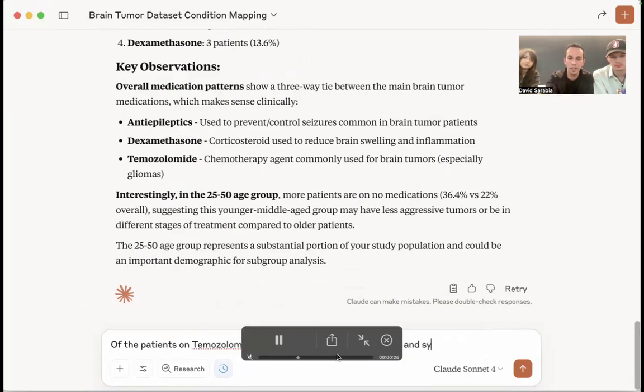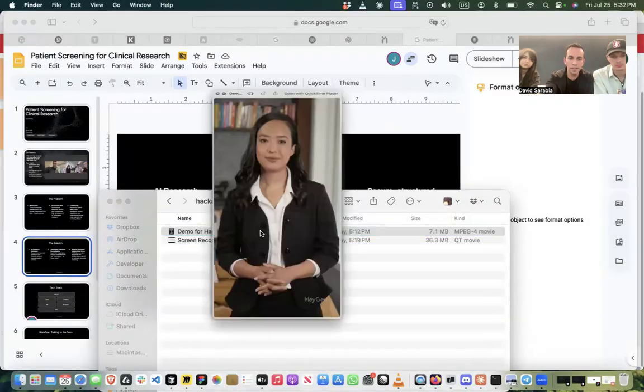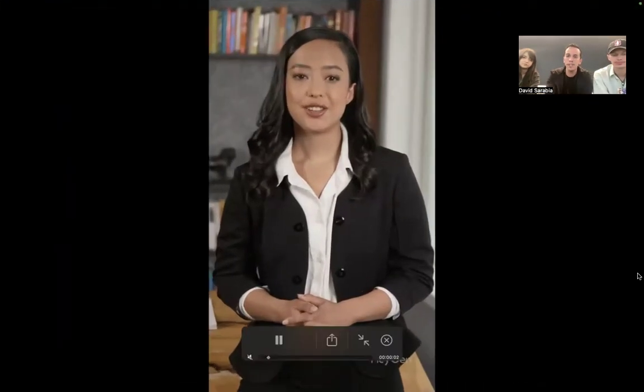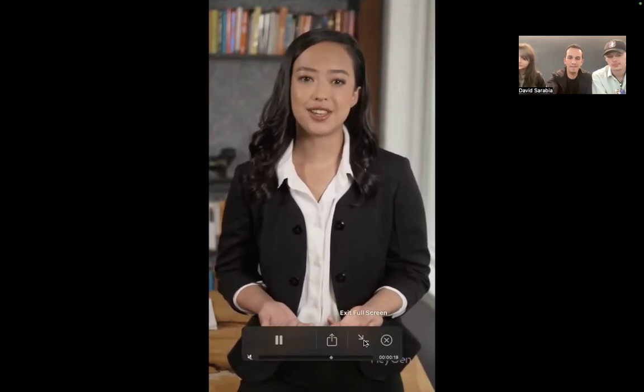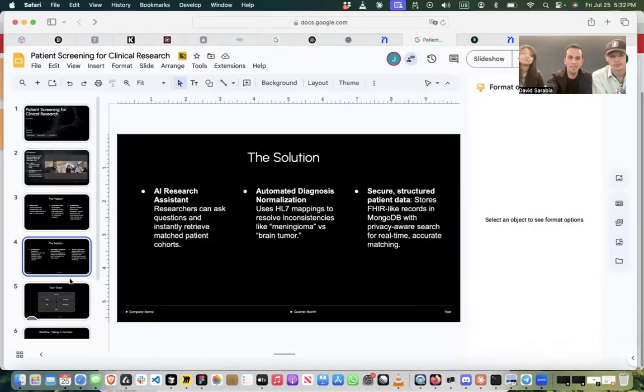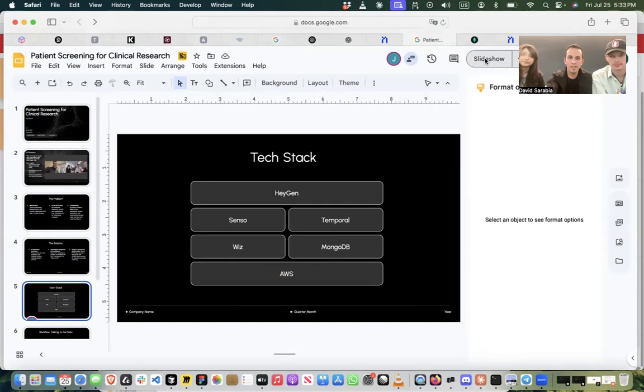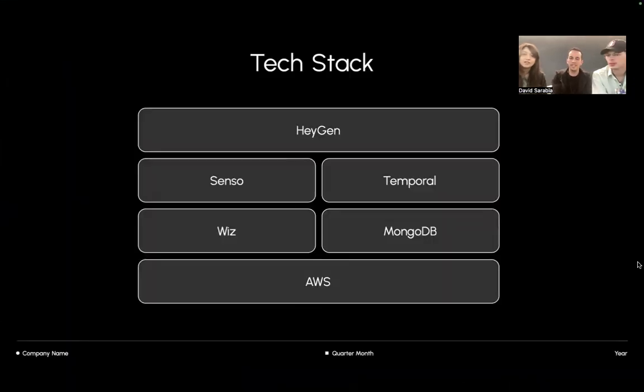I'll actually show you a final example over here with the agent generation of the final system. Total patients, 44% of your data set. The most common medications are, across all 50 patients, antiepileptics, 13 patients, 26%. Dexamethasone, 13 patients, 26%. Temozolomide, 13 patients, 26%. None, 11 patients, 22%. The stack we used for this was AWS with MongoDB, Temporal, and more.